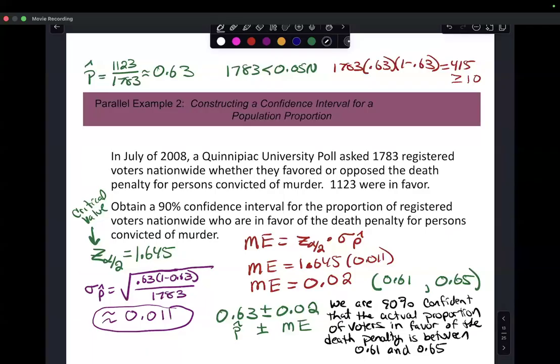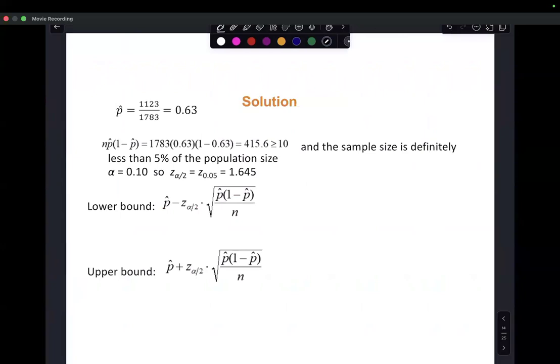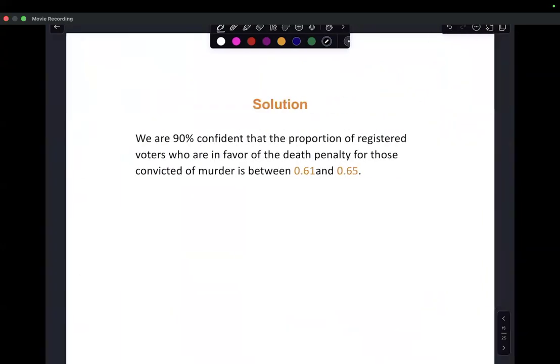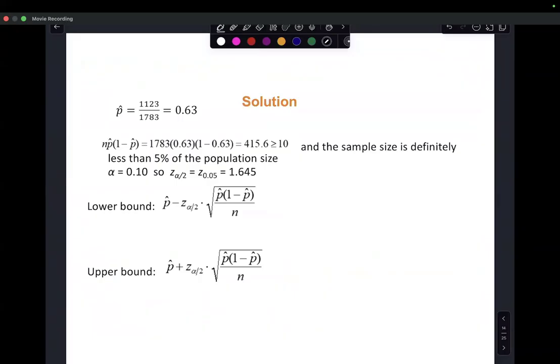Questions on this before we jump to the printed portion, where they did all their stuff? They did the exact same thing we did here. They did their np times 1 minus p. They checked their sample size. They did all of the same stuff we did. For some reason, their math has disappeared. So it's a good thing I did the math.